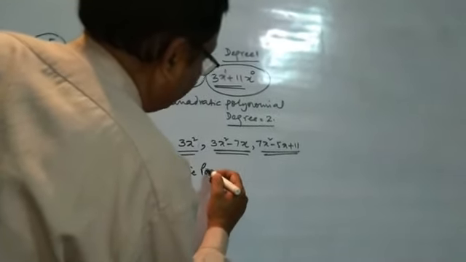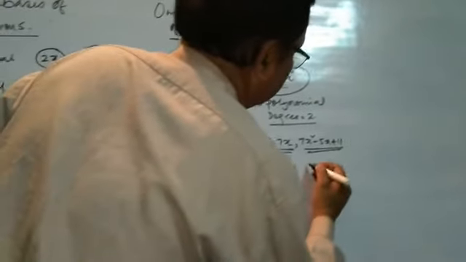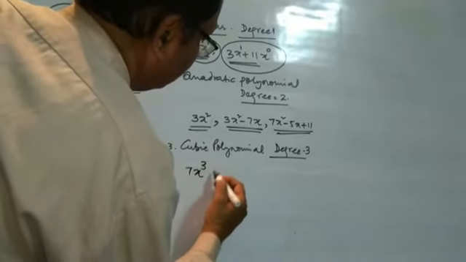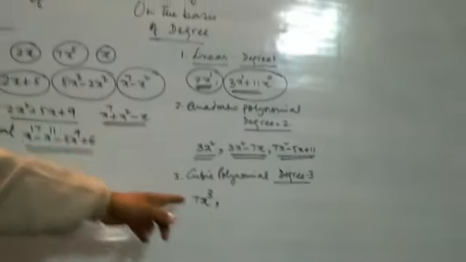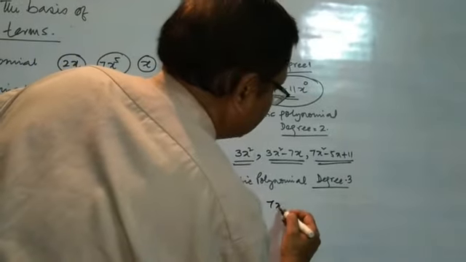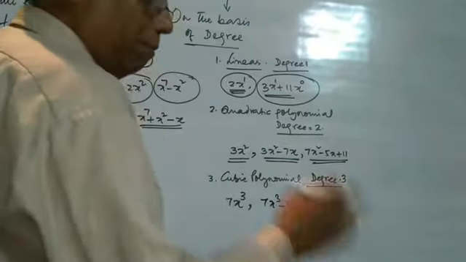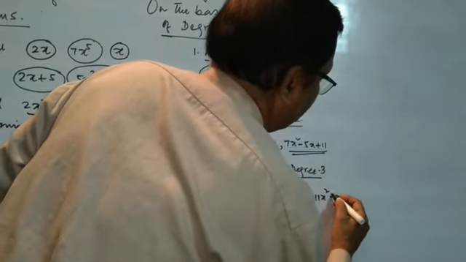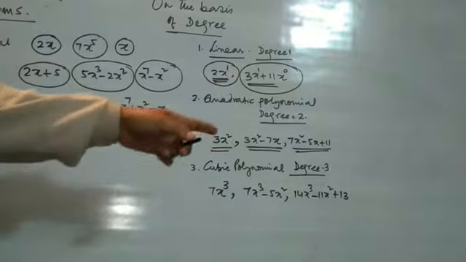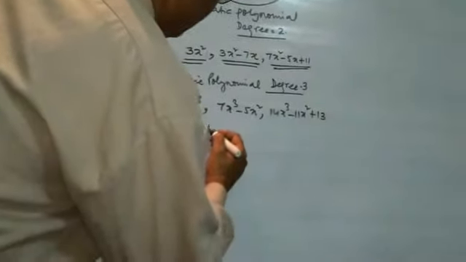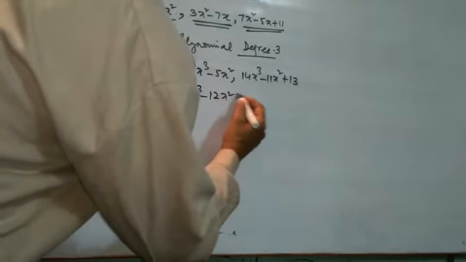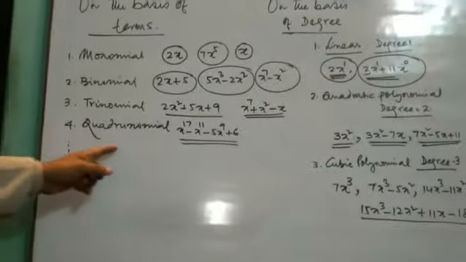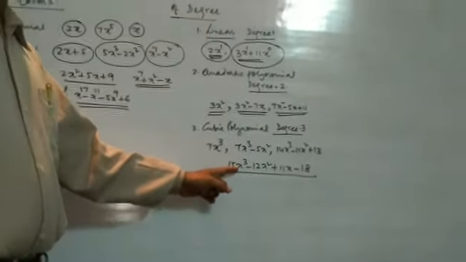Cubic polynomial. As the name suggests, its degree will be 3. Suppose I am writing 7x cubed. Cubic monomial, one term. I am writing 7x cubed minus 5x squared. Cubic binomial. Then 14x cubed minus 11x squared plus 13. Cubic trinomial. And the last one is 15x cubed minus 12x squared plus 11x minus 18. Cubic quadrinomial. Why cubic? Because the highest power of the variable happens to be 3.